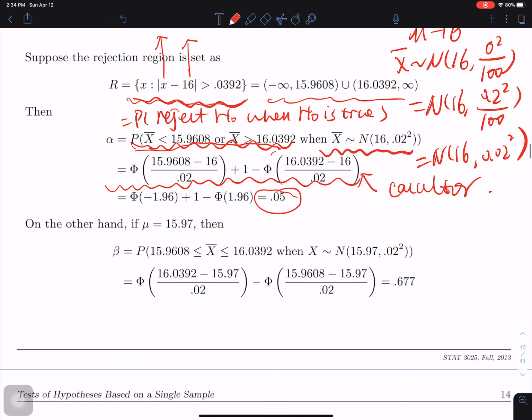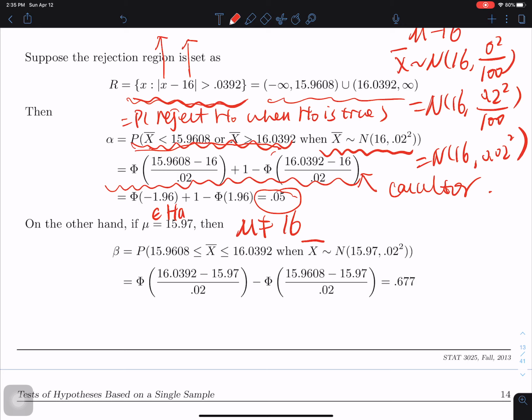And on the other hand, if my mu is 15.97, that is to say, my mu is not equal to 16, right? And this mu falls into HA, right? So that is to say, my H0 is not true. So what is my type 2 error? My type 2 error is the probability that you do not reject H0 when your H0 is not true, right?